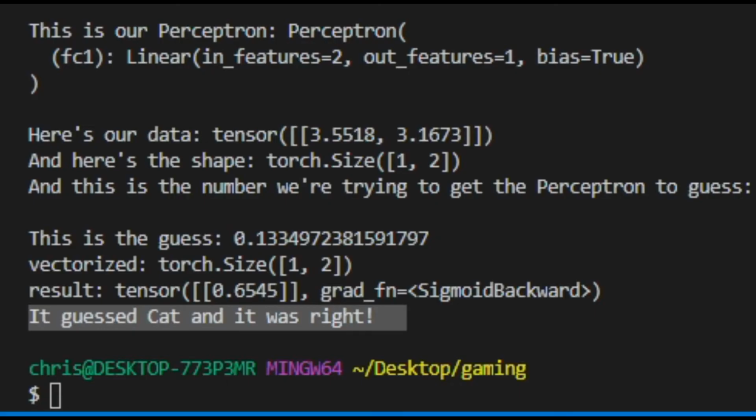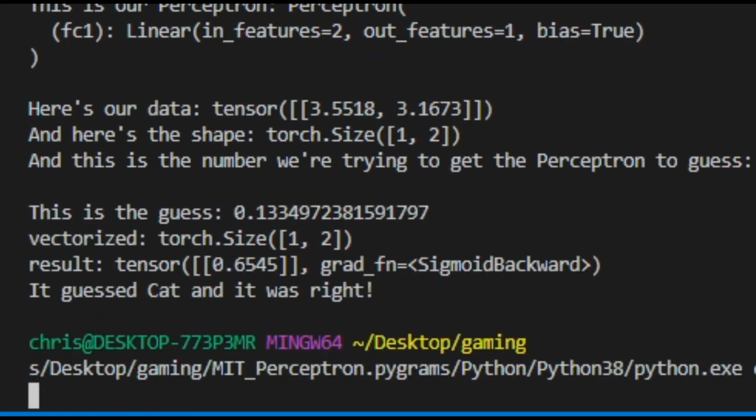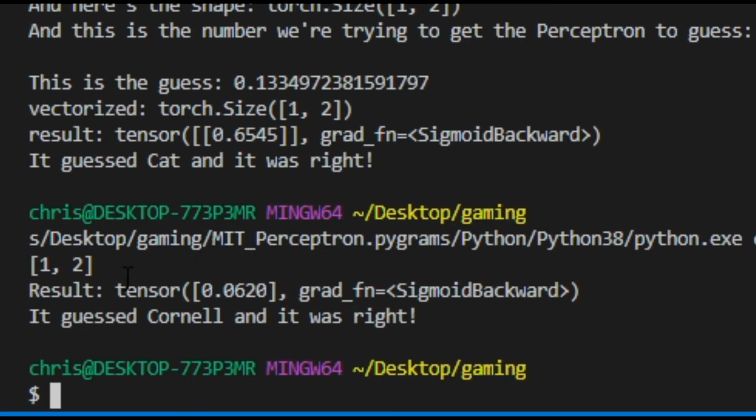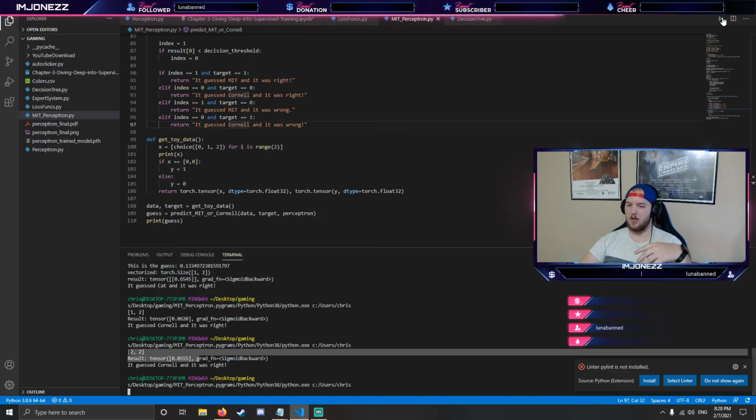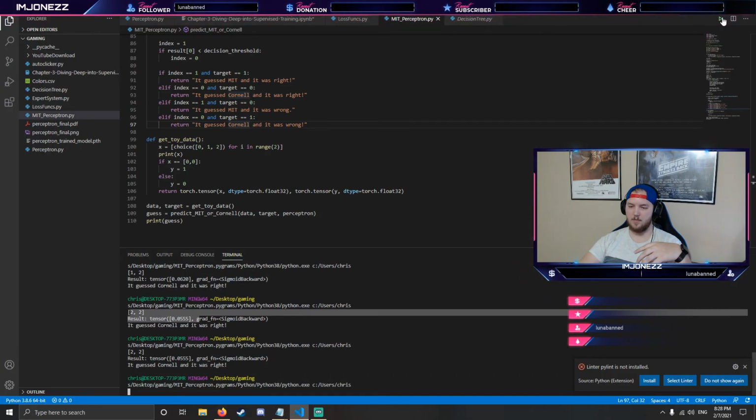So let's run this. So this is the choice that it got. It got a 1 and a 2. Here's the resulting tensor from it, where it's predicting 0.06% chance that they got in. So guess what? It guessed Cornell, and it was totally right. Let's run this until it gets it wrong.